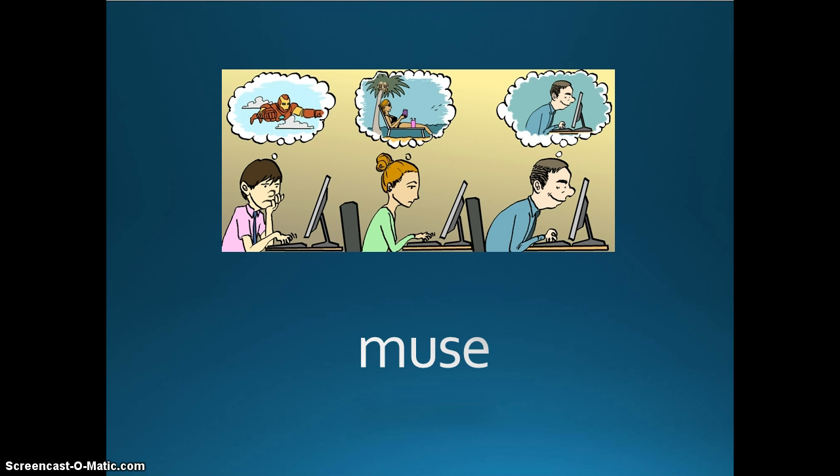Muse is next. Muse is a verb, no accent mark because it's only one syllable. It means to think about in a dreamy way or to ponder. I thought this was kind of funny that the first two people are wishing that they were somewhere else. One guy's wishing he was Iron Man, and the other guy is wishing that he was exactly where he was, in front of the computer screen, playing video games or whatever he's doing. So, to think about in a dreamy way or ponder, synonym is daydream. That one's pretty easy as well.